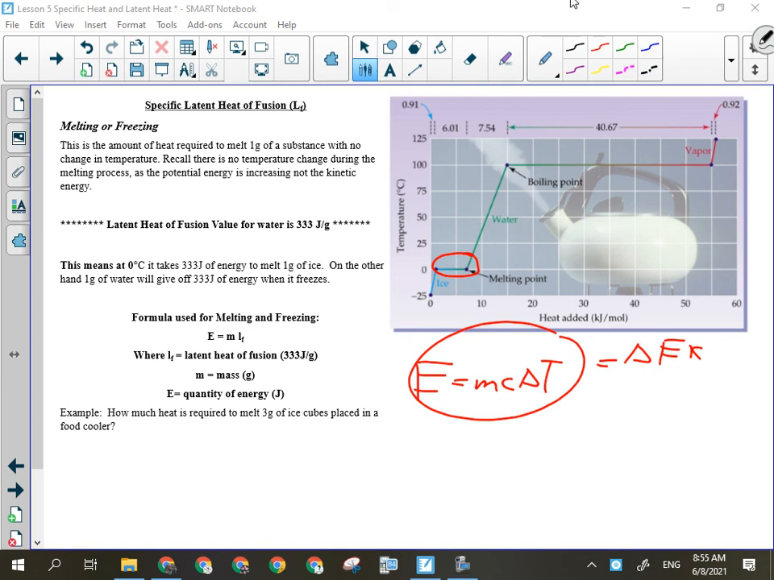All right, so the latent heat of fusion for water. This would be the amount of energy required to melt 1 gram of ice already at 0 degrees Celsius, and that is 333 joules.